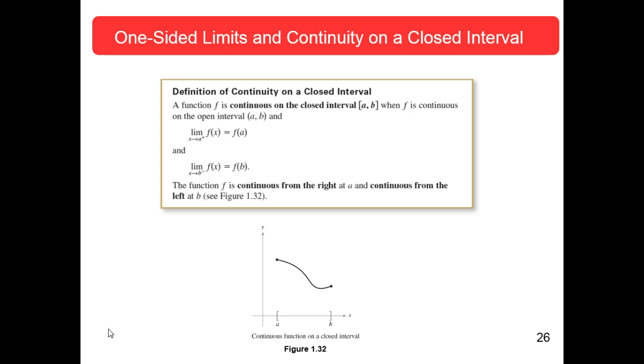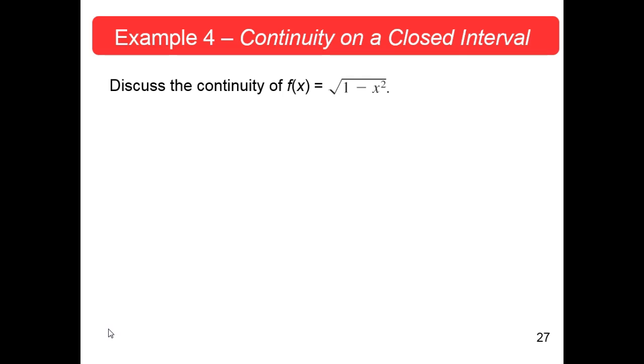Okay? Doesn't seem very earth-shattering. I mean, so what? Whether it's open circles or closed circles, pretty much the activity is going to be the same. So discuss the continuity of alpha of x equals the square root of 1 minus x squared.